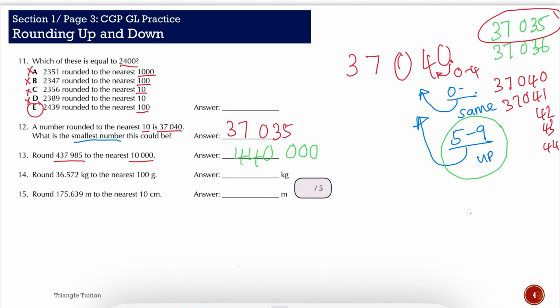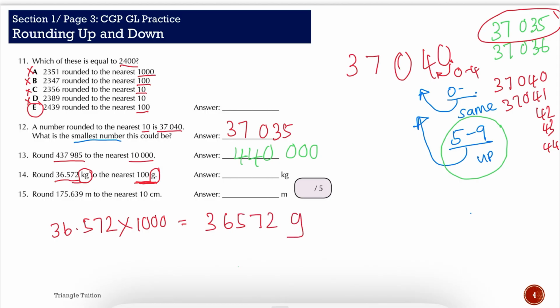Okay, so the next question is, round 36.572 kg to the nearest 100 gram. Now we can see here there are two different units. Because we need to round to the nearest 100 gram, let's change this kilogram into gram. So what we need to do is multiply this by 1000. That's the unit conversion.